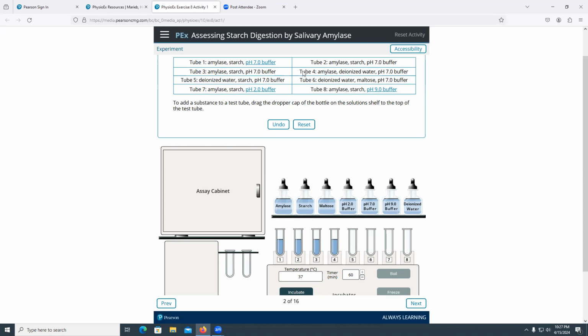If I apply IKI, it will not change color because there is no reactant. And if I add the Benedict, it will also not change in color because there is no product. For tube 1, when I'm at physiological temperature, I should have my IKI reagent turn from yellow to black because I do have reactants, but I have no products. I didn't start up with a product because you don't start with a product. You start with a reactant.